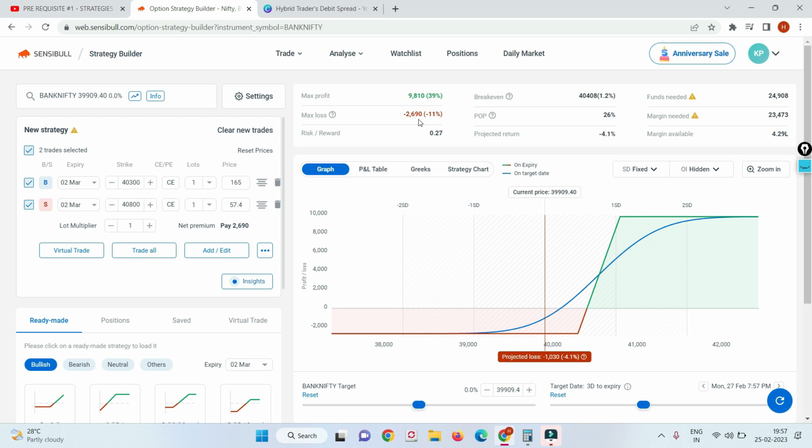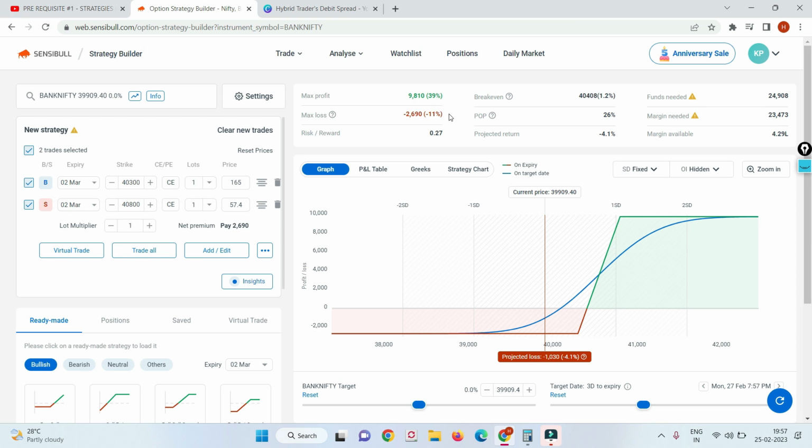So this is not the trade for us, because whenever you have the greed of 39%, your loss will also increase. So what I'll try to do is decrease this loss. That's it. I'll not even focus on the profit.